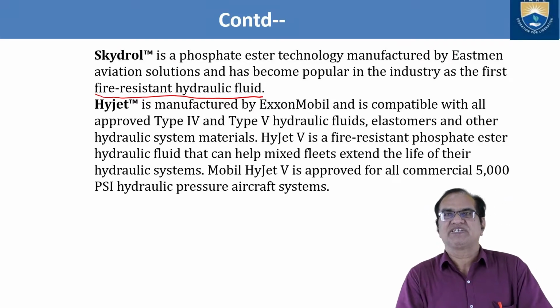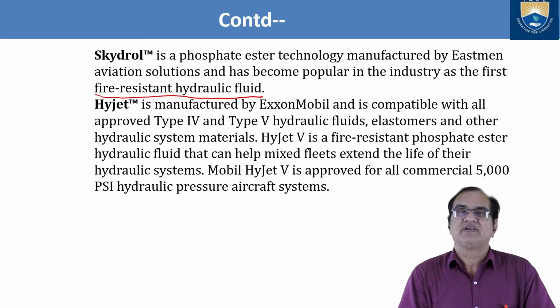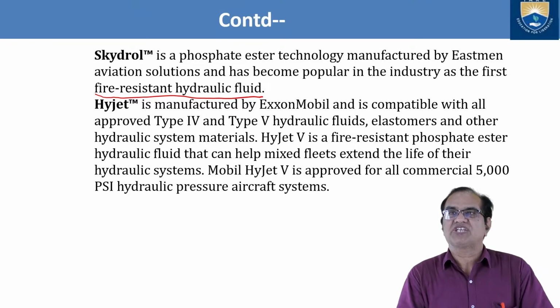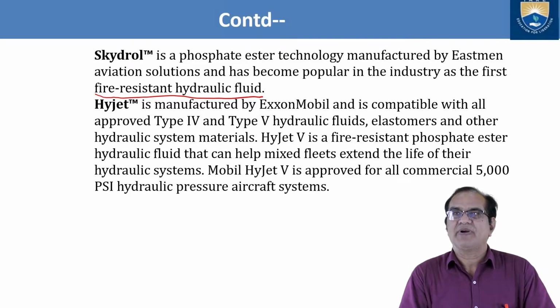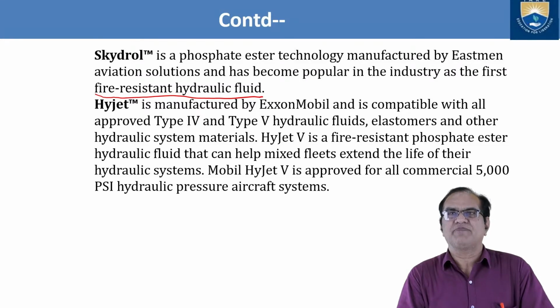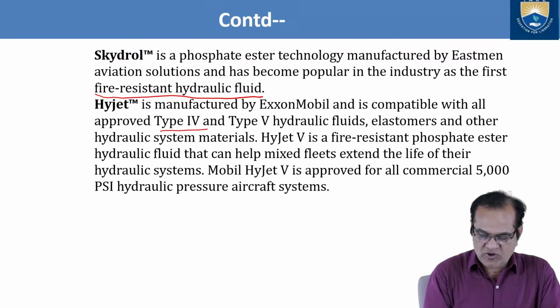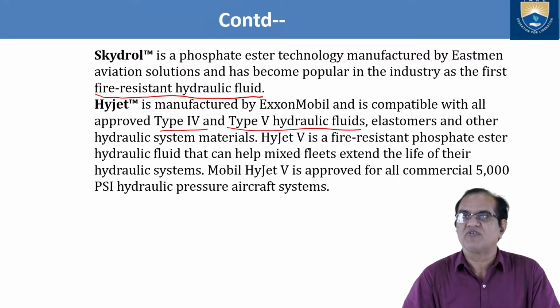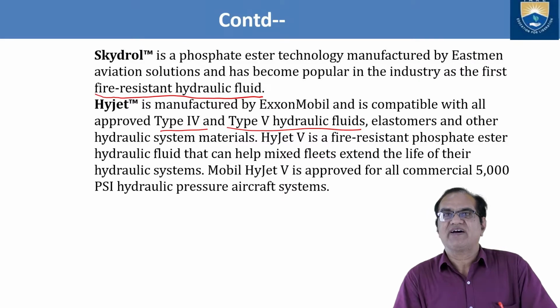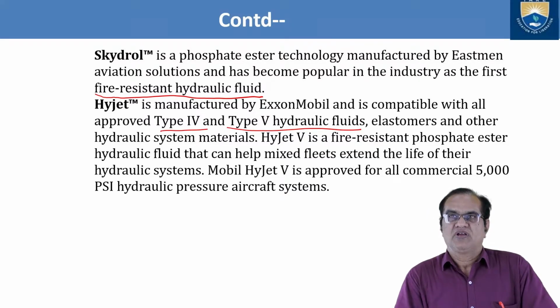Next is Hi-Jet. It is also a name of a fluid. It is manufactured by ExxonMobil and is compatible with all approved type 4 and type 5 hydraulic fluids, elastomers and other hydraulic system materials. Hi-Jet 5 is a fire resistant phosphate ester hydraulic fluid that can help mixed fleets extend the life of their hydraulic system.